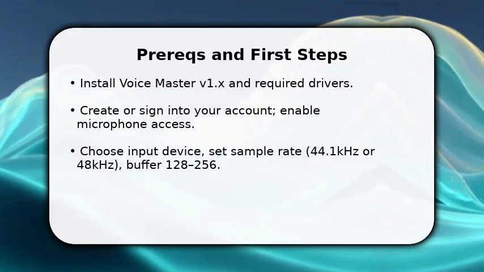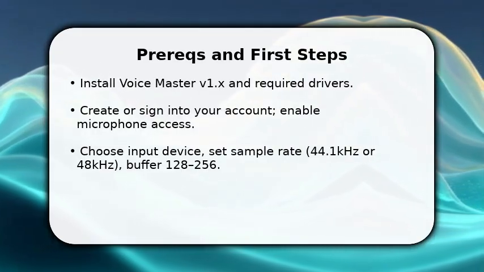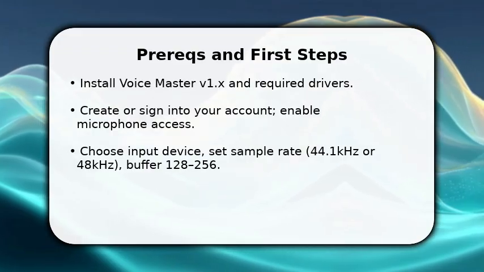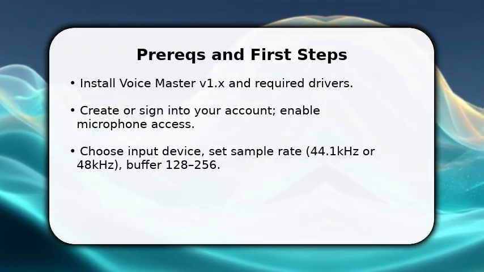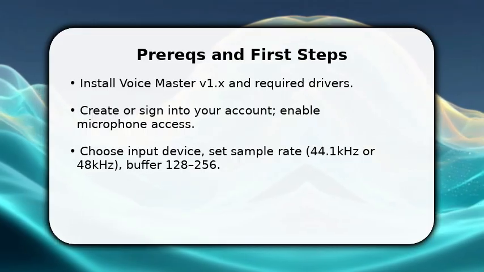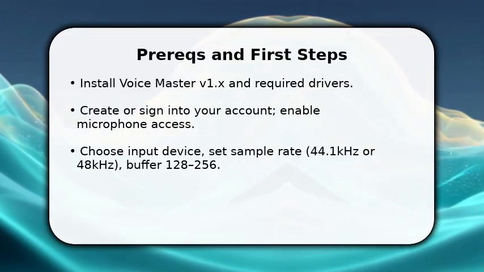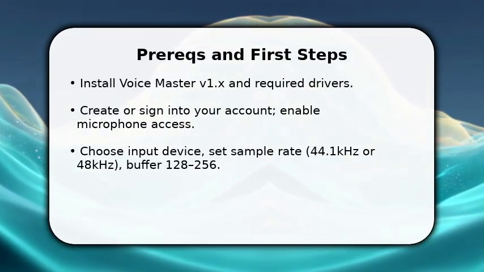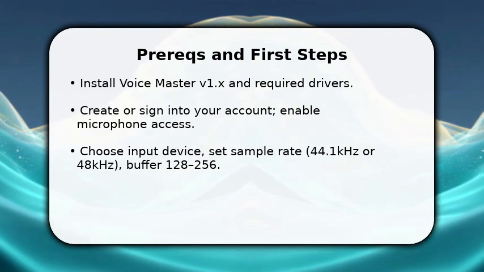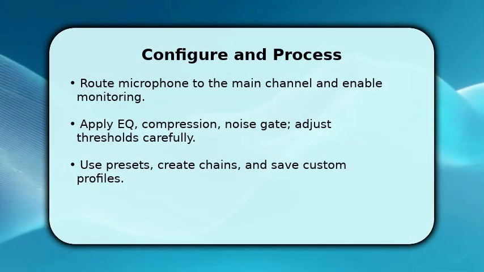Once done, set buffer to 128/256 to balance latency and dropouts, lower for live performance, higher for stability. Make sure background apps are closed to avoid interference, and create a new project so you can begin routing audio immediately. Now you configure processing chains.